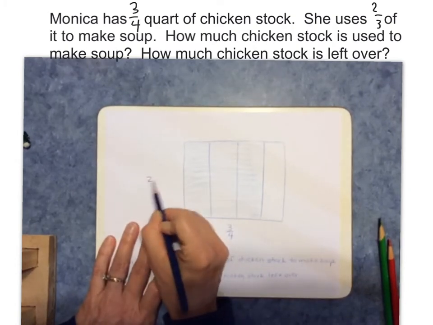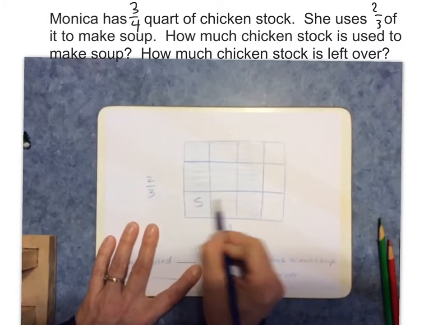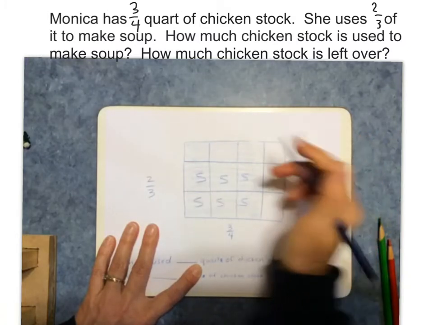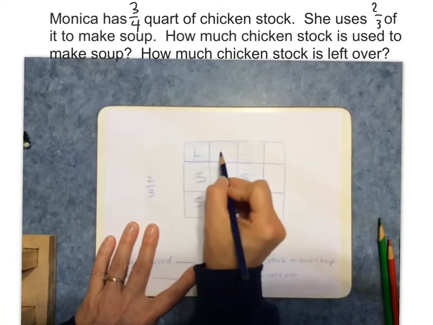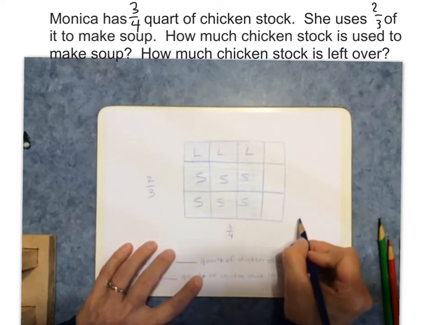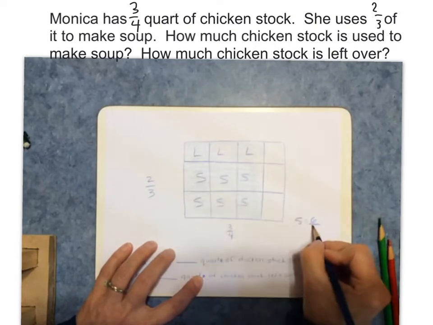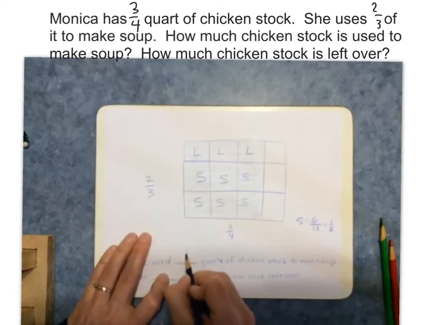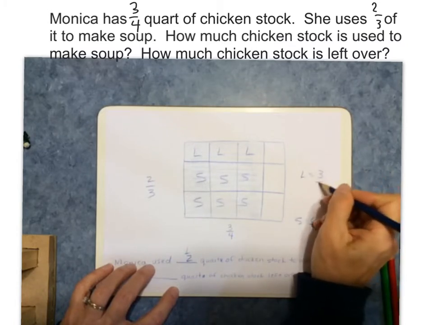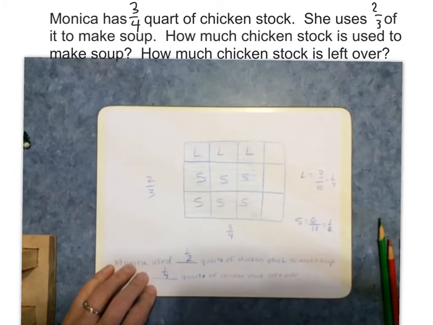So I need to split this into 2/3. And 2 of these will be for soup. So this one and this one, those 2 out of 3, and this one is going to be the left over. So the soup is 1, 2, 3, 4, 5, 6 out of 1, 2, 3, 4, 5, 6, 7, 8, 9, 10, 11, 12, which is equal to 1/2 to make soup. And left is 3 out of 12, or 1/4 in lowest terms left over.